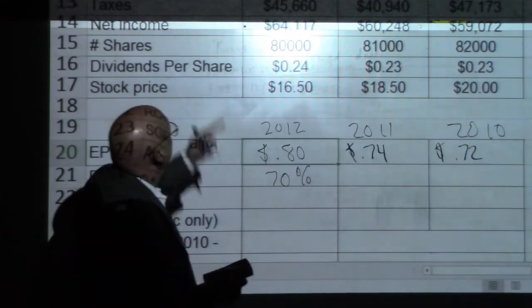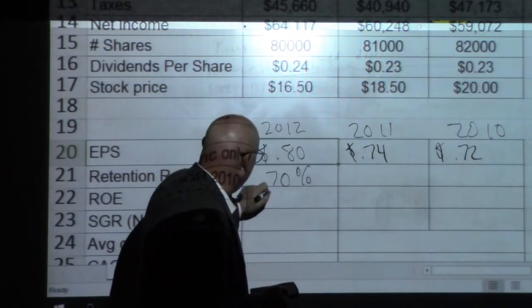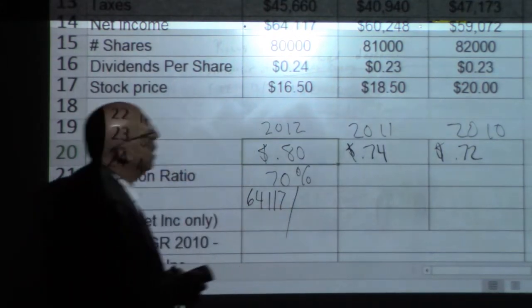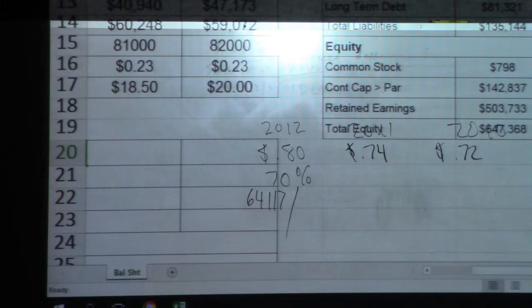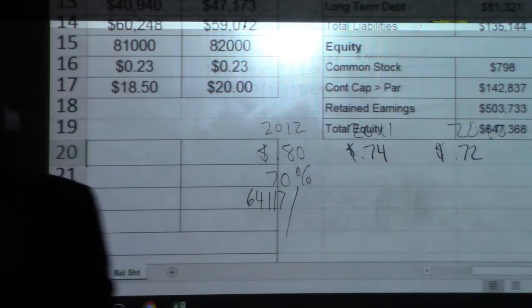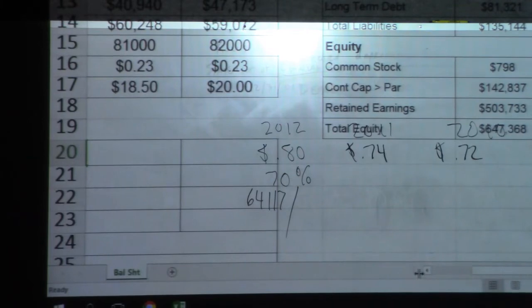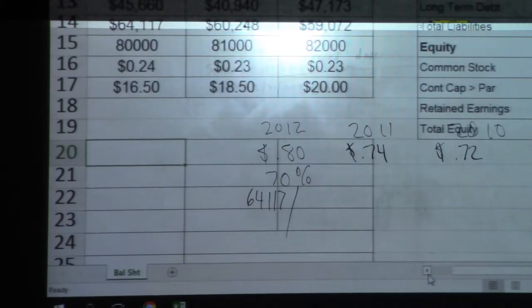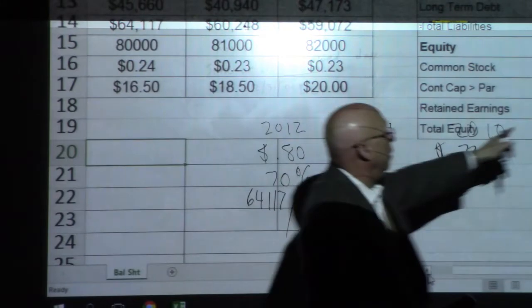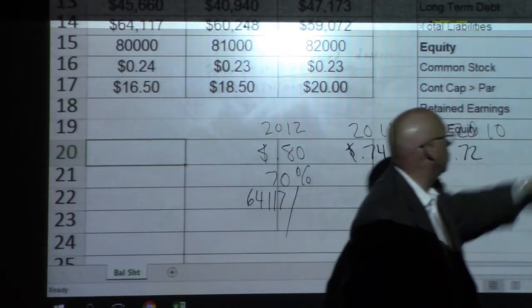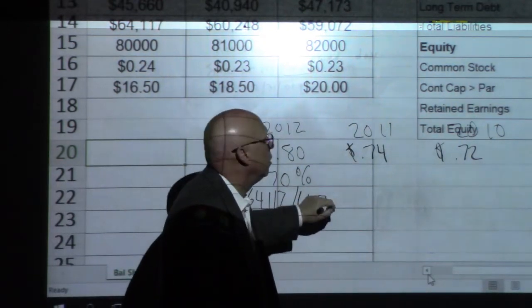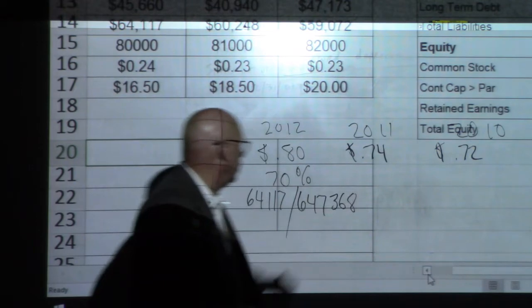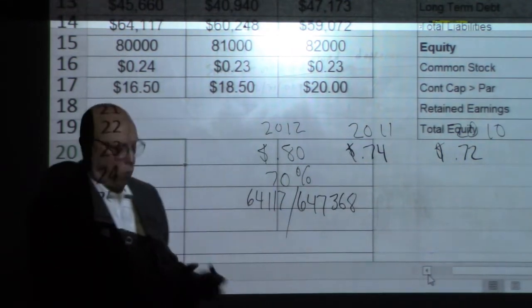So let's find our net income, 64,117, divided by, now let's find our owner's equity. Where is that? Over on the balance sheet. We're not even going to average it. We'll just use total equity. Let's move this over so you can see it. There you go. So there's total equity right here. Okay, this is total owner's equity. So 64,117 divided by 647,368. Net income divided by equity.